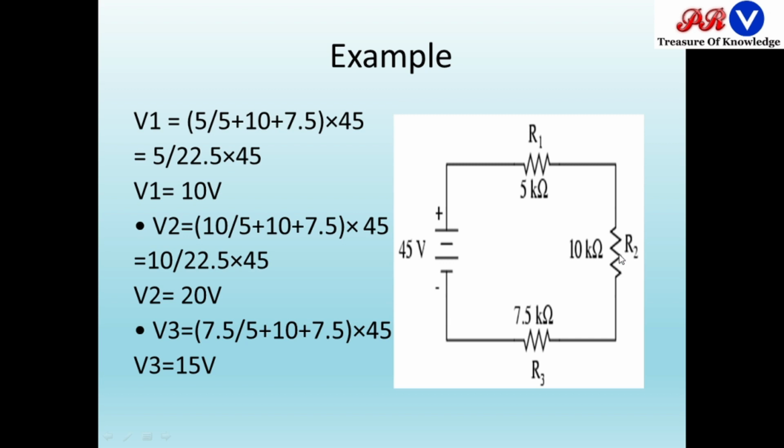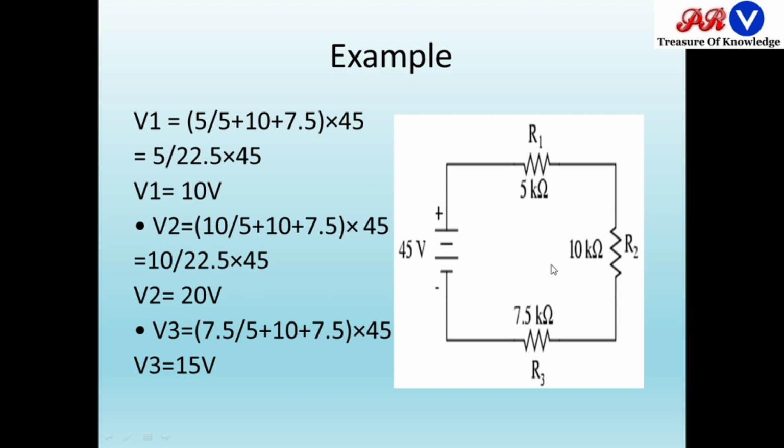Similarly, we can find the voltage drop across R2, across the 10 kilo ohm, and across the 7.5 kilo ohm. The total voltage drop across these three resistances must be equal to 45 volts. Here we have 10 volts, here we have 20 volts, here we have 15 volts. So this total combination is equal to 45 volts.